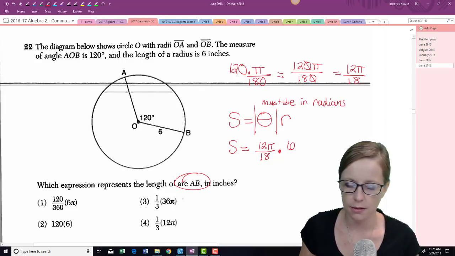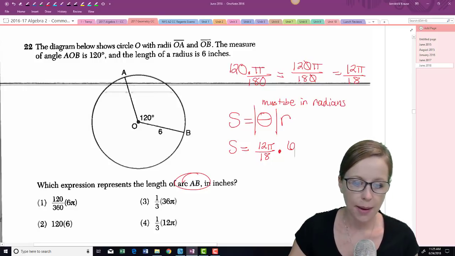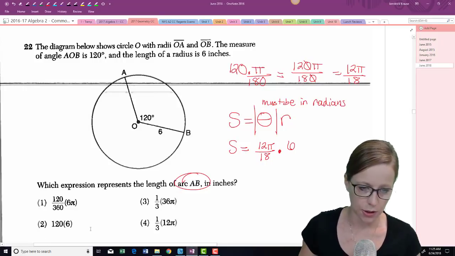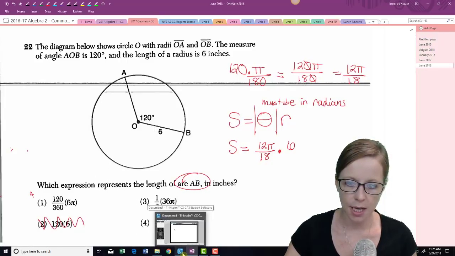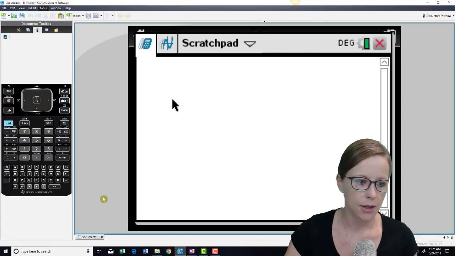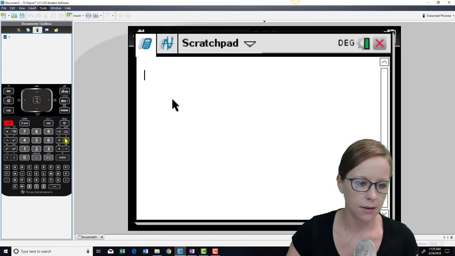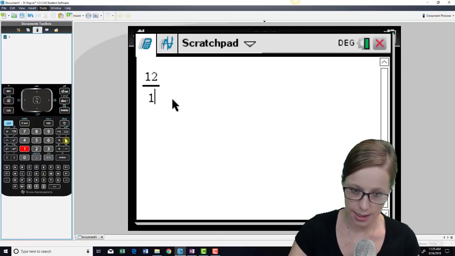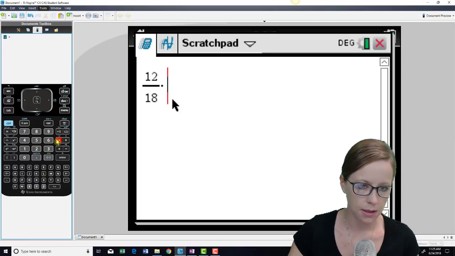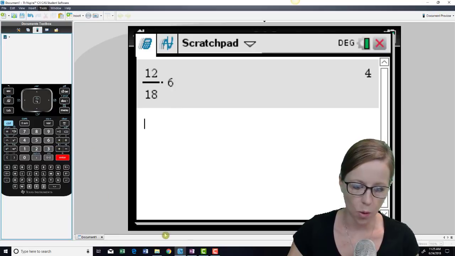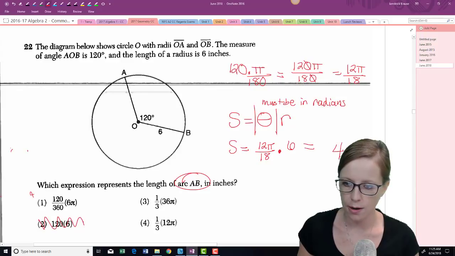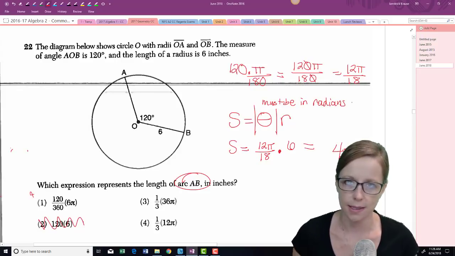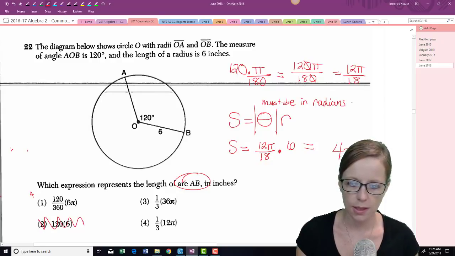Now I'm looking at all these choices here, and I think you can see it too. They have pi's in them. First of all, you know it's not choice 2 because they're trying to mess with me there. Where's my pen? It's not that one. So if I go to my calculator again, I'm going to type everything that I have on my paper except for the pi. So control divide, 12 over 18 times 6 is 4. But I didn't type in the pi, so it's 4 pi. So equals 4 pi. Is that a choice? No. Well, what the heck?